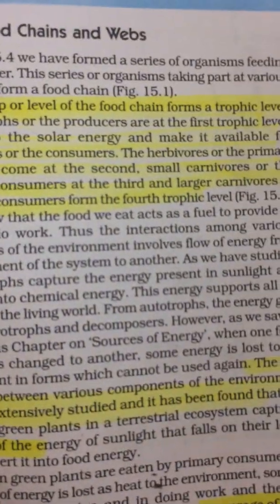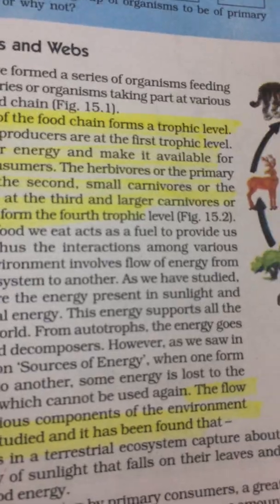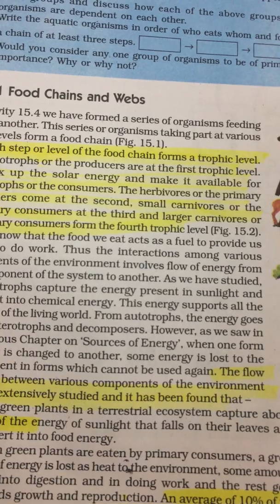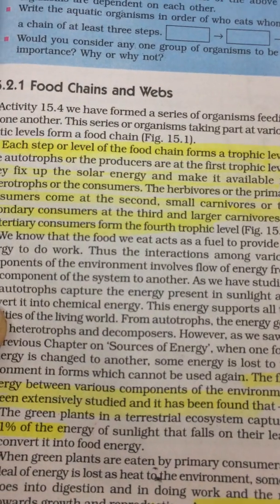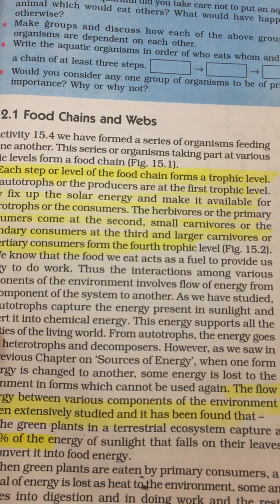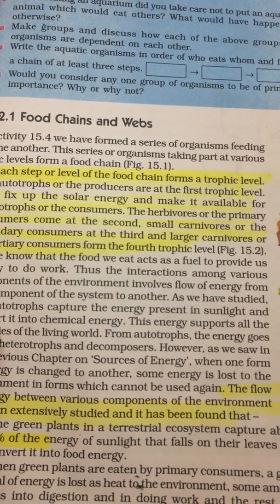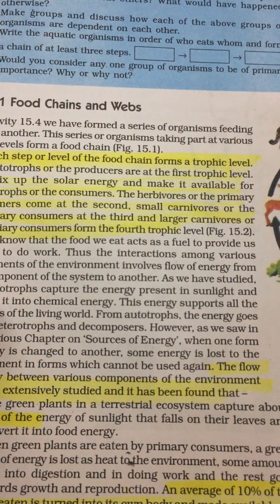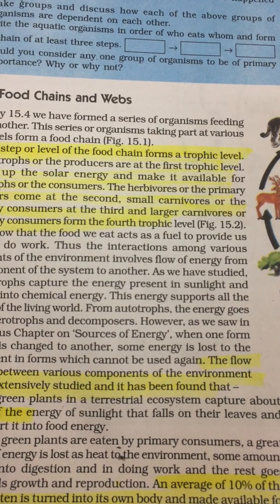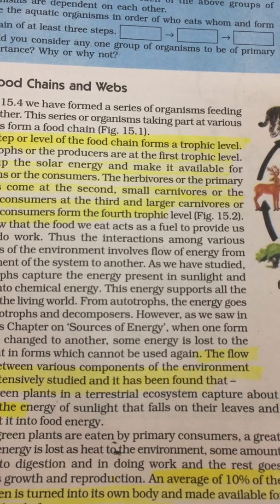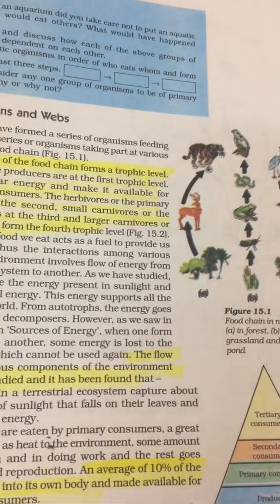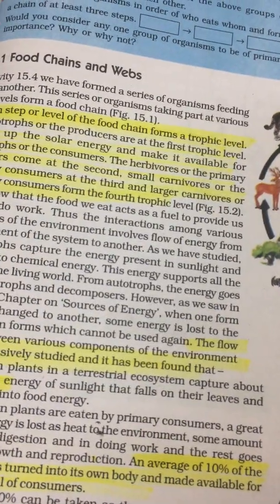Before that, one important definition is of trophic level. Each step or level of a food chain forms a trophic level. The autotrophs or the producers are at the first trophic level. They fix up the solar energy and make it available for the heterotrophs or the consumers. The herbivores or the primary consumers come at the second, small carnivores or the secondary consumers at the third, and the larger carnivores or the tertiary consumers form the fourth trophic level. Each step in a food chain is known as trophic level.